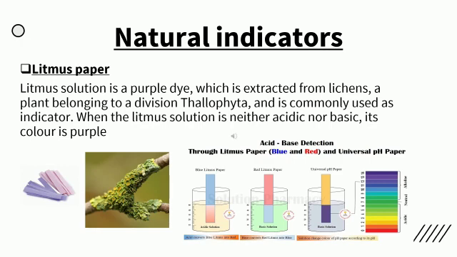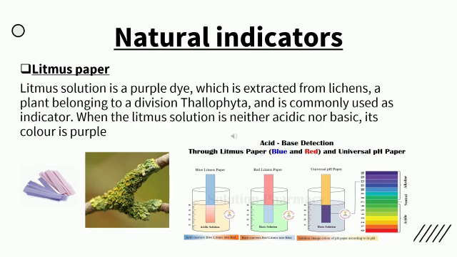You people have heard this term before, isn't it? Litmus paper. You have studied it in your previous classes also, in primary classes. This litmus paper is commonly and widely used in laboratories. This litmus is extracted from the plant belonging to the division Thallophyta, that is lichens. So lichens are the natural indicators. Usually this solution looks purple in color. So from lichens the litmus solution has been extracted.